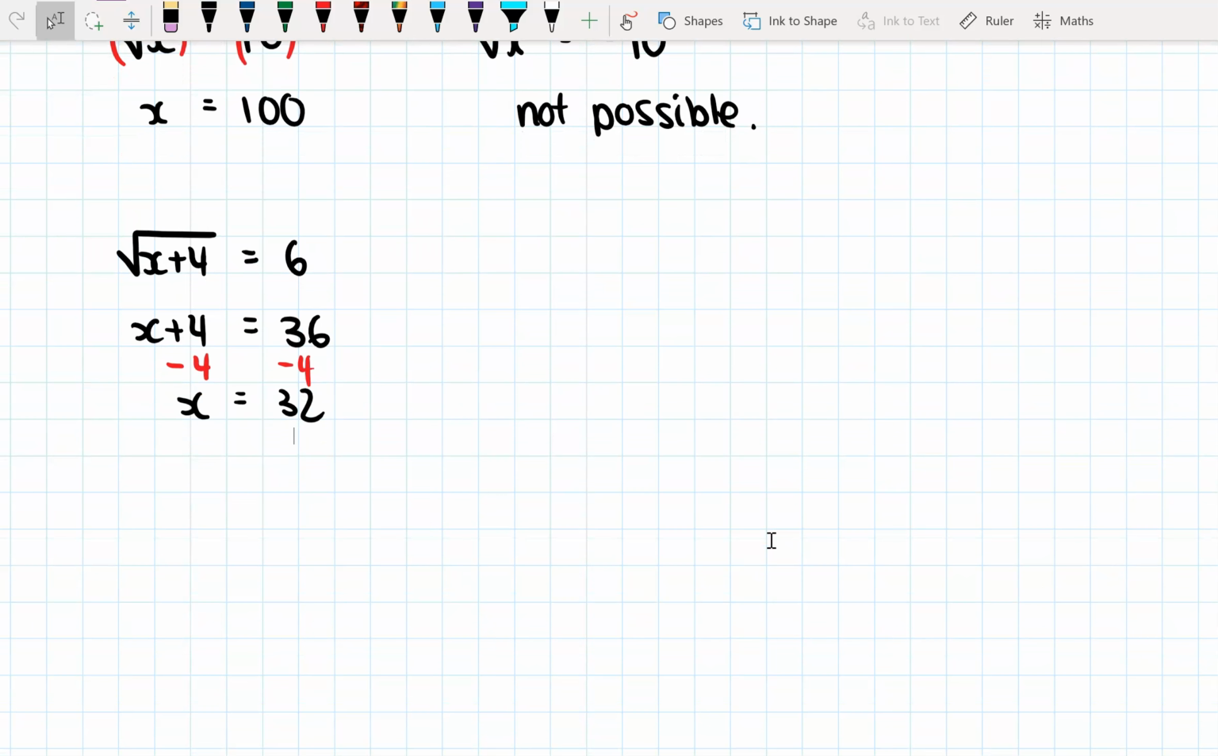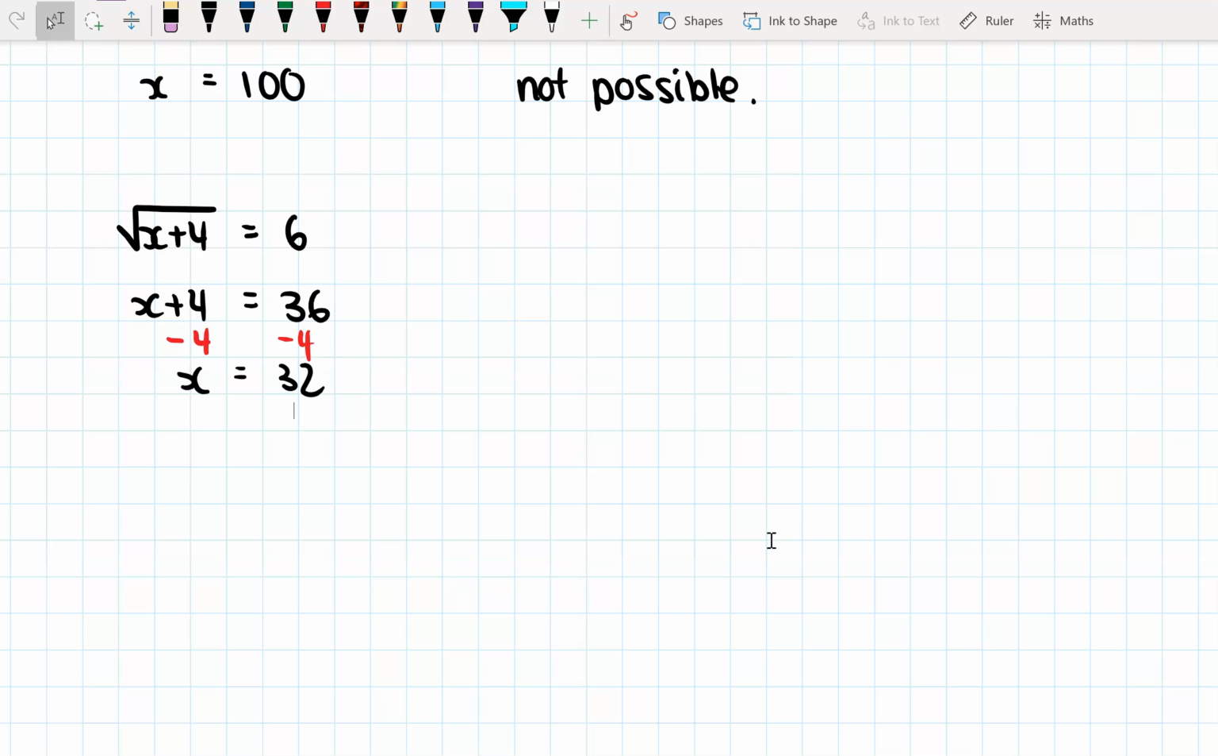Now, the really important thing is that you always isolate the square root first. So for example, if we had the square root of x plus 2 is equal to 5. Okay, some people will go, oh hey, let's take the square, well, let's square both sides. Okay, and you'll notice I'm putting brackets in here.